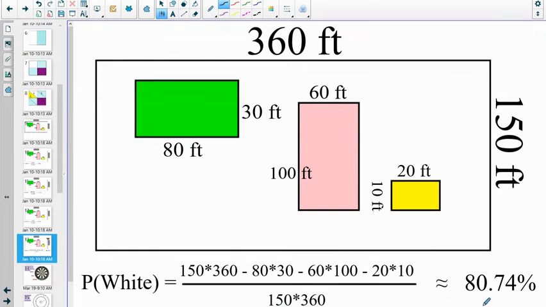And so we get 80.74%, and that's what I get when I plug all this stuff into my calculator. If you're plugging this into your calculator and you're getting something else, make sure you're careful about this. This numerator is all one big number and the denominator is one big number.